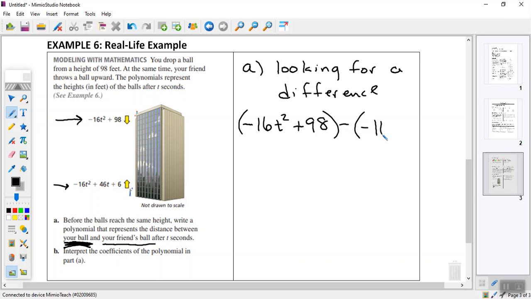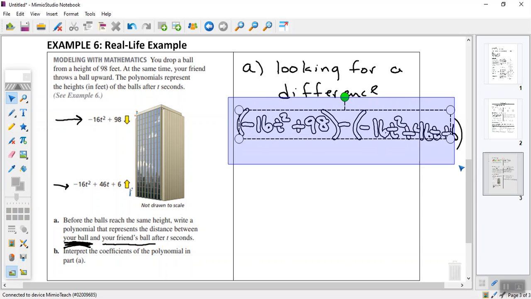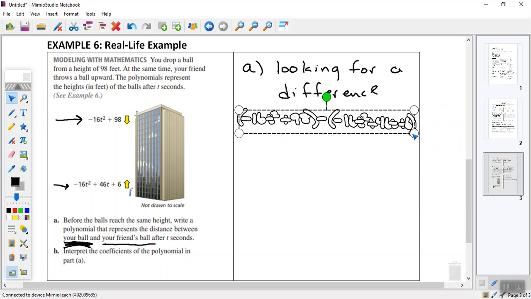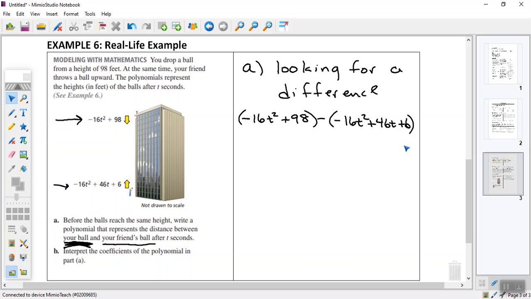Negative 16t squared plus 46t plus 6, right? You guys agree with that? So guys, isn't this just subtraction between two polynomials? Isn't it just like we just got done doing? Okay, so let's find the distance between these after t seconds.